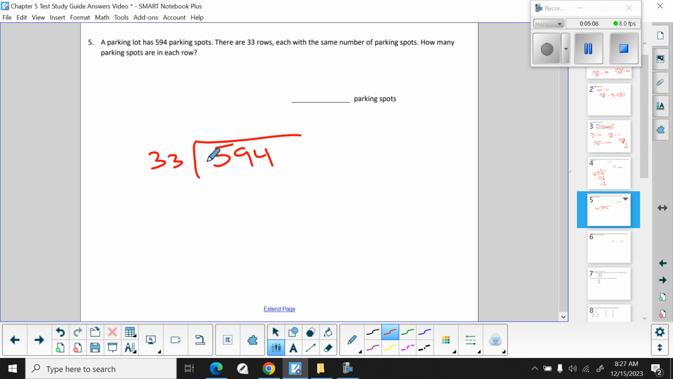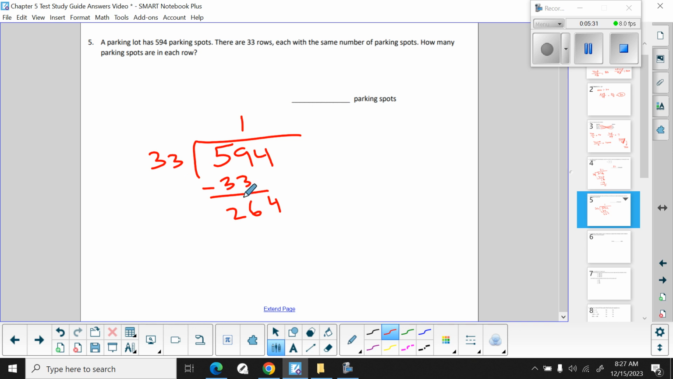Well, how many times does 33 go into 5? It doesn't, but 33 goes into 59. Well, 1 times 33 is 33. 2 times 33 is 66, too much, so that would be 1. 1 times 33 is 33. So I would subtract. That leaves me a remainder of 26. Bring down the 4.